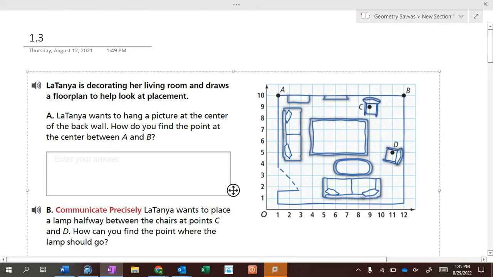Okay, Latanya is decorating her living room and draws a floor plan to help look at placement. Latanya wants to hang a picture at the center of the back wall. How do you find a point at the center of A and B?